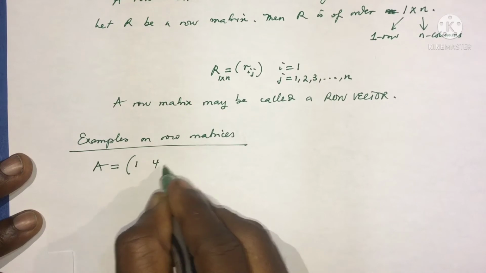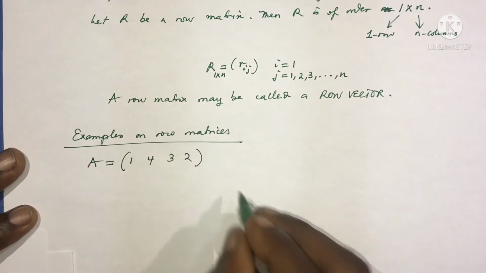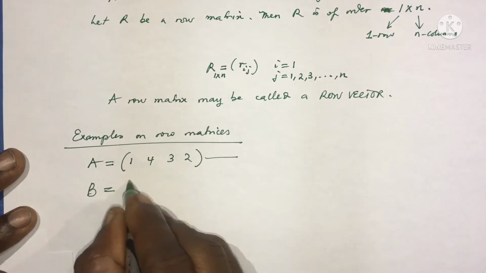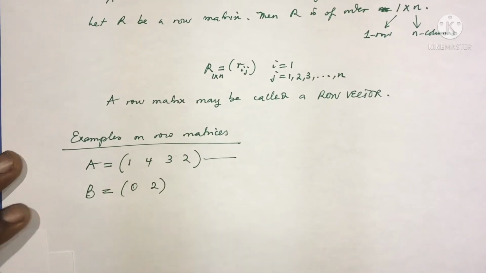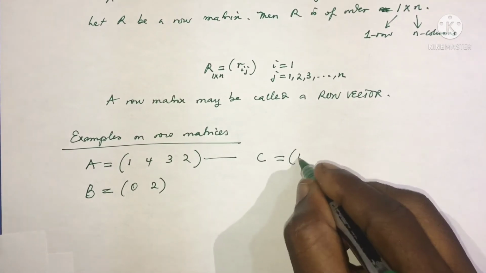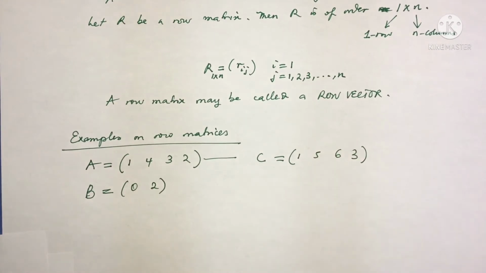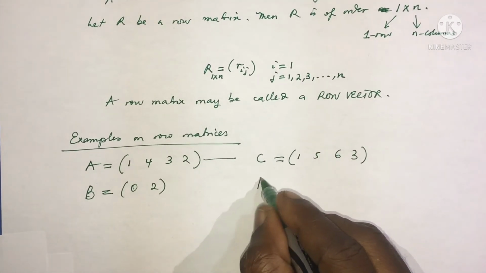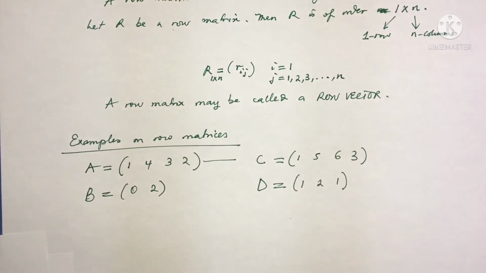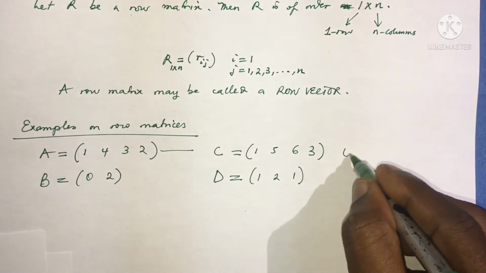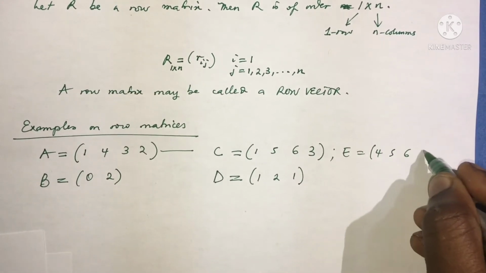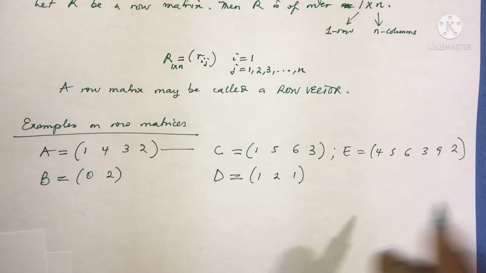I could take 1, 4, 3, 2. Notice it has just one row. I could take another matrix B equals 0 and 2. This is a row matrix. I could take another matrix C that contains 1, 5, 6, 3. This is a row matrix. I could take another matrix D that contains 1, 2, 1, and this will be a row matrix. I could take a matrix E that has 4, 5, 6, 3, 9, 2. This is a row matrix.